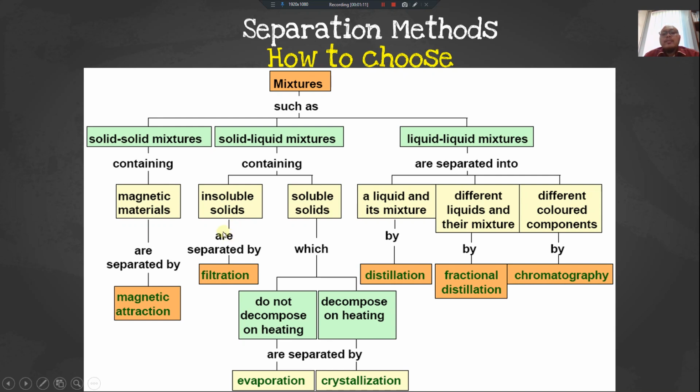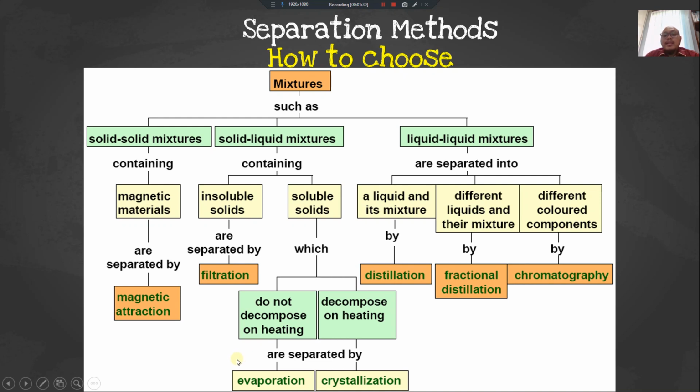So let's say the mixture is a solid liquid mixture, and you have an insoluble solid. You can easily separate them by filtration. But if you have a solid liquid mixture and soluble solids, you need to do something else. For example, for the one that does not decompose on heating, you can do evaporation, so you don't have a problem with the heating. By decompose, I mean that the compound doesn't turn into something else, it doesn't break if you apply any heating. So you can do evaporation.